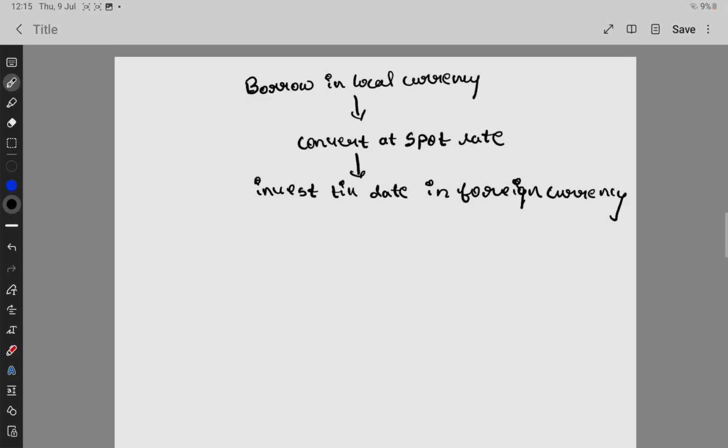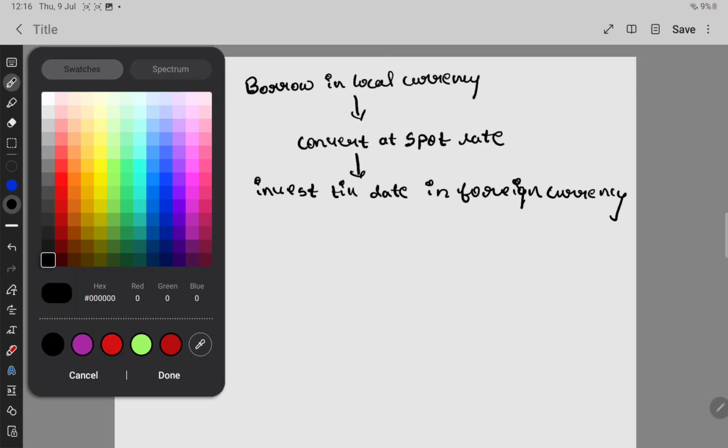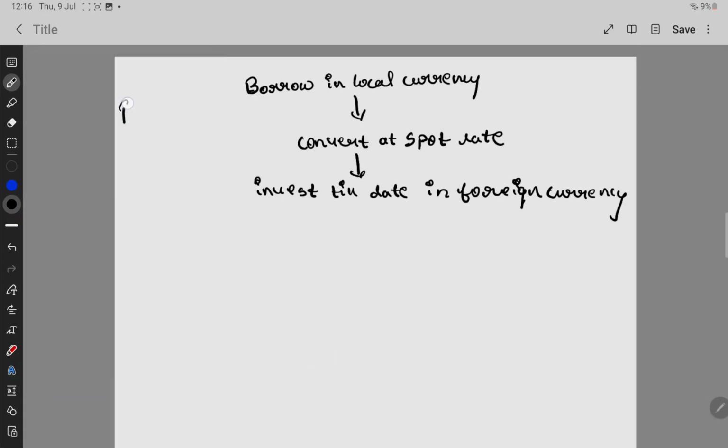Getting my point? Generally when you are making a payment, you invest slightly less because you earn interest when you deposit. So you generally take a present value. For example, if it's 10 million, you will invest slightly less, like 9.4 or 9.5, so that with interest it becomes 10 million. That's the basic concept. So whenever you have to pay, you borrow in local currency, convert at spot rate, and invest till the transaction date in the foreign currency. This is for payments.